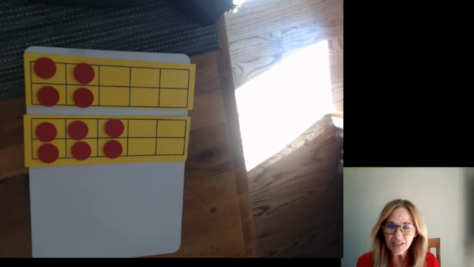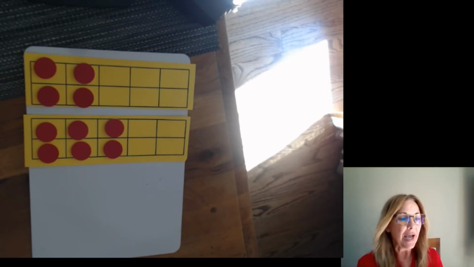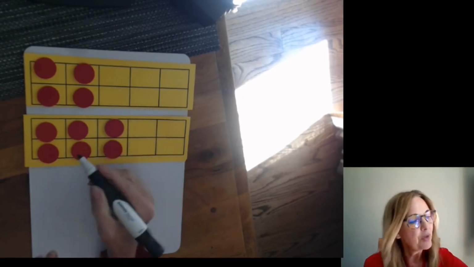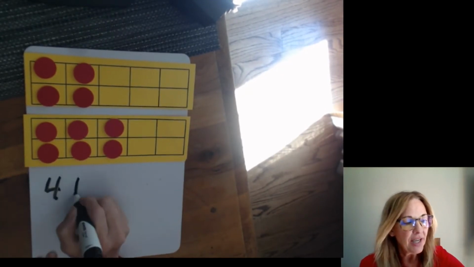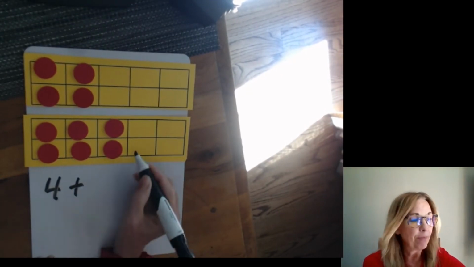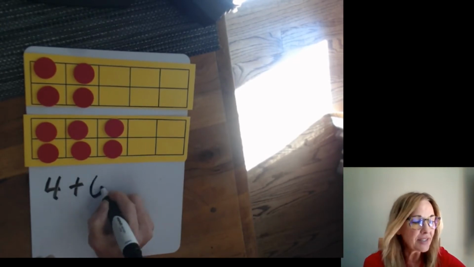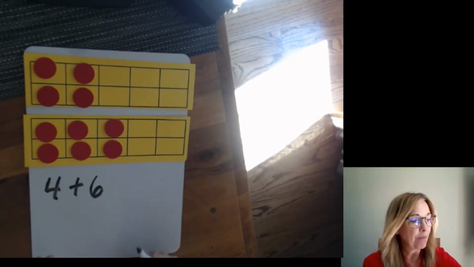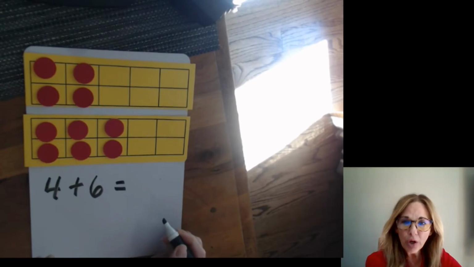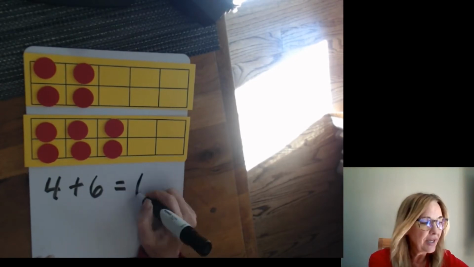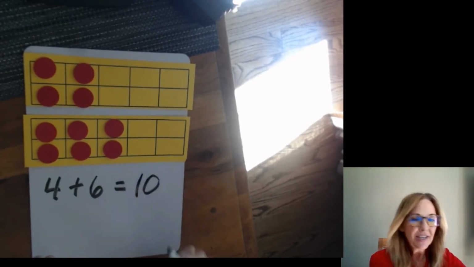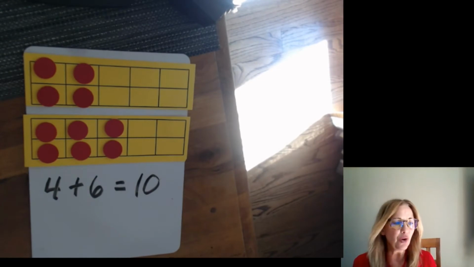That's great. Why don't we write a math expression to show our thinking? How many dots are on the top? 4. That's right. And how many are on the bottom? 6. Yes, there's 6 dots on the bottom. And we know that 4 and 6 more make 10. Great, wonderful.